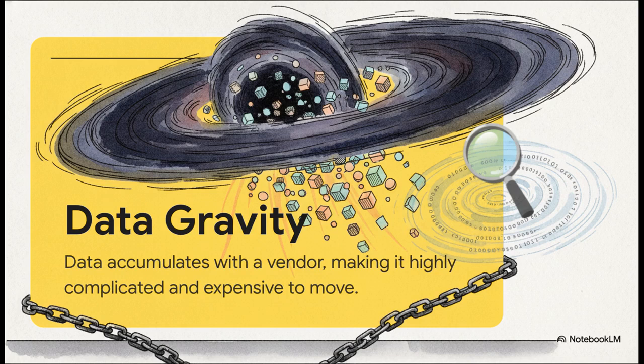Think of it like a massive black hole for your information. As more and more of your data accumulates with one specific cloud vendor, the sheer mass of it makes it incredibly complicated, highly risky, and wildly expensive to pull that data out and move it somewhere else. You become totally anchored to a single provider, which obviously kills your agility.